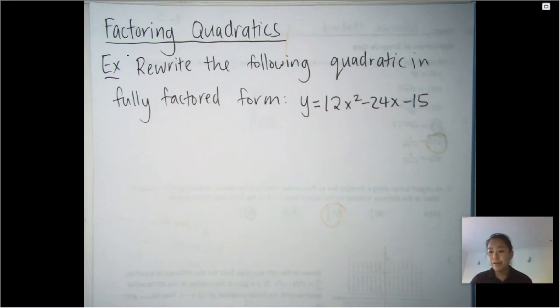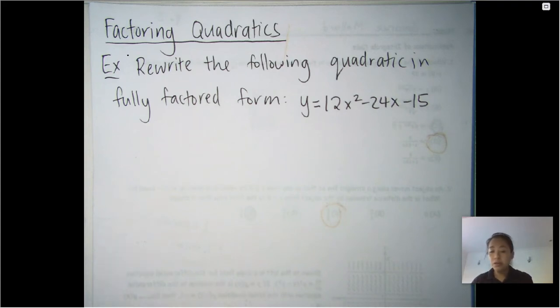I'm going to go over factoring a quadratic in this video. So I'm going to be talking about how to rewrite a quadratic expression that is in standard form into factored form. Okay, so I have written up the example that we're going to be doing. So we're rewriting y equals 12x squared minus 24x minus 15 in factored form.